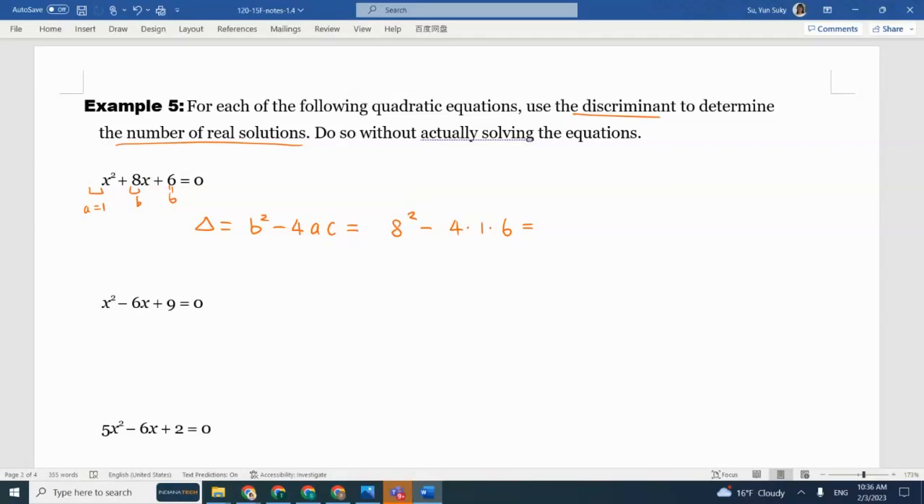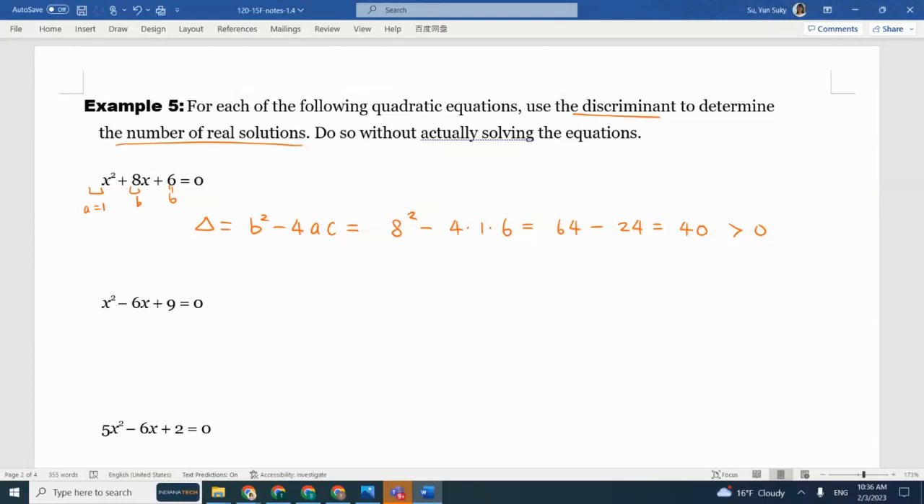What is 8 squared? Do you know what's 8 squared? 64, yes. What is 4 times 6? 24. So we get 40. Good. Is this positive, negative, or 0? Positive. So do we have one solution, two solutions, or no solution? Positive, then we have two roots.